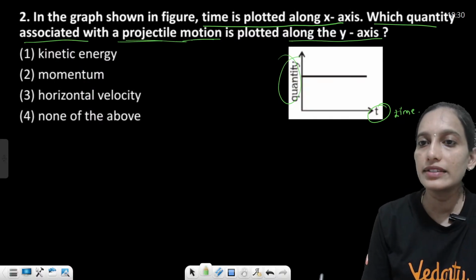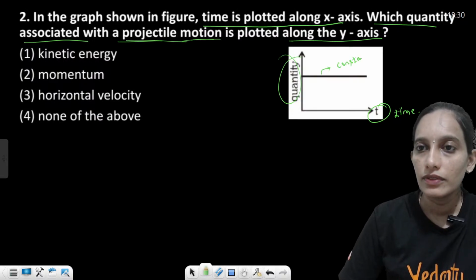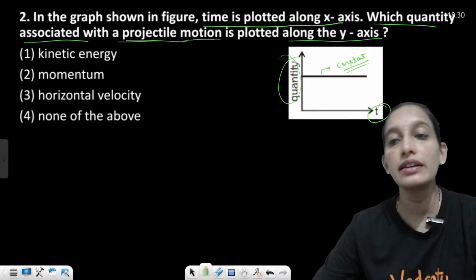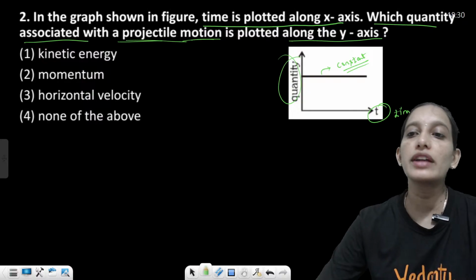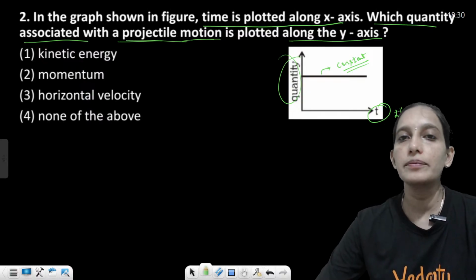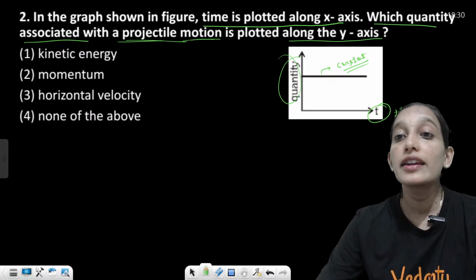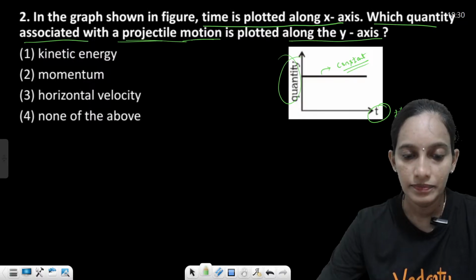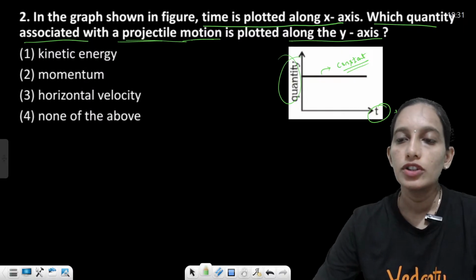As the time passes, this is remaining constant. You can see that the quantity is remaining constant. It is not changing with time. So projectile motion alli yava quantity remains constant with the time? Throughout the projectile motion, which particular quantity remains constant with time? Can someone guess? Anybody can try? So this is one important question.